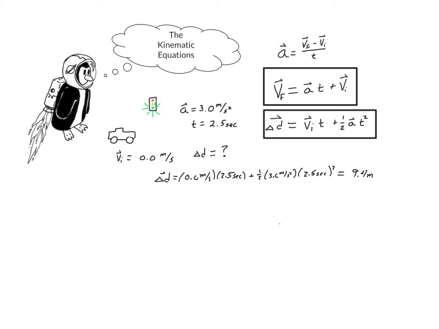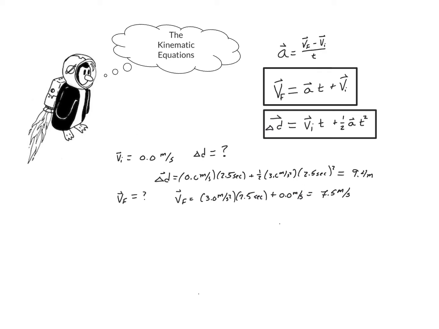We could also ask, how fast are we going after 2.5 seconds? Well, since we know the initial velocity, the acceleration, and the time, let's use the first kinematic equation. So Vf is going to be equal to the acceleration of 3.0 meters per second squared times 2.5 seconds plus our initial velocity, which was 0 in this case, giving us a final velocity of 7.5 meters per second.